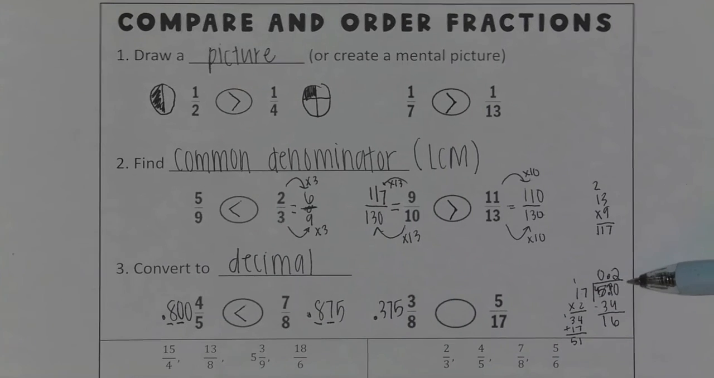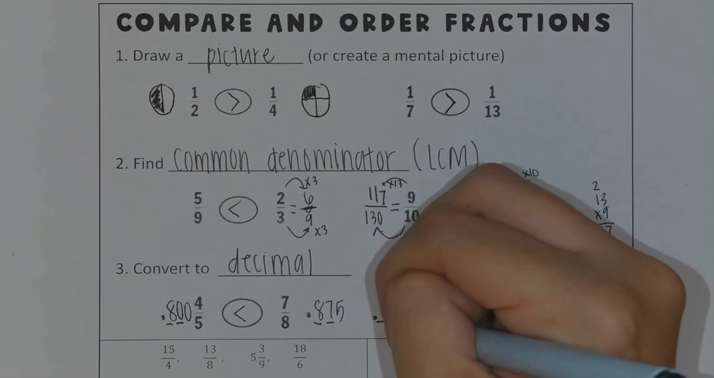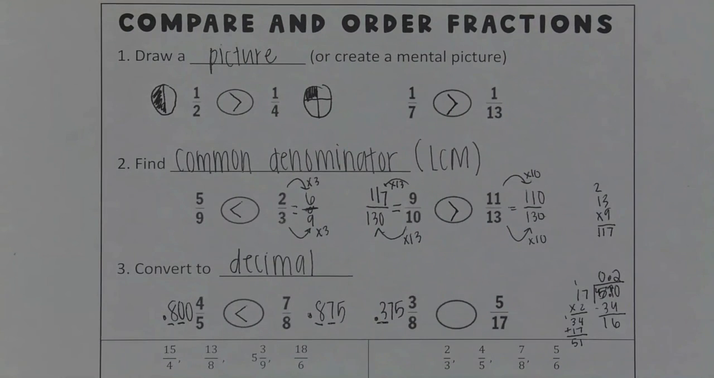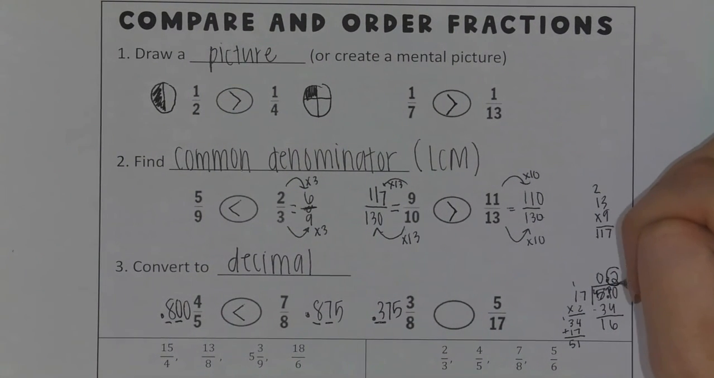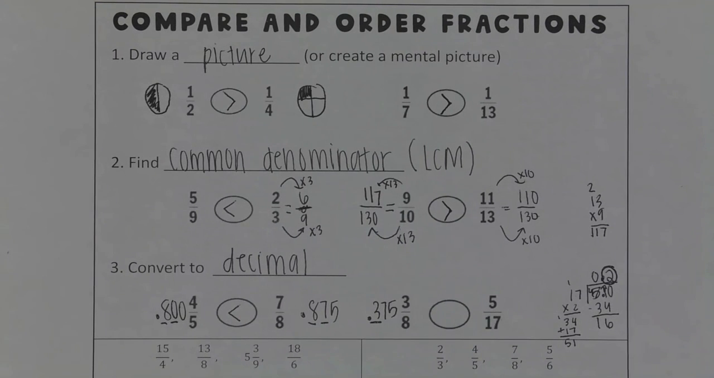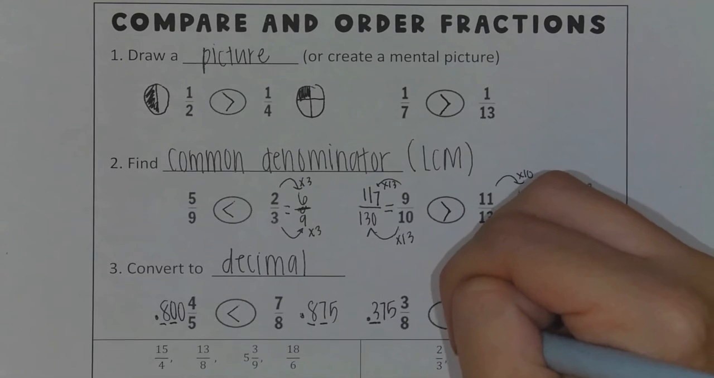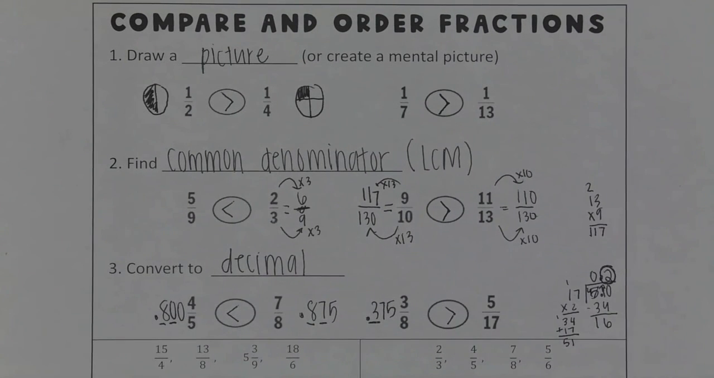I get 16 as a remainder. But here's the deal. I can go ahead and stop because I know that 3/8 has a 3 in the tenths place. And right now, as I'm dividing, I only have a 2 in the tenths place of my quotient. So right off the bat, I don't have to keep going because I know that 3 is more than 2. So 3/8 is going to be bigger than 5/17.